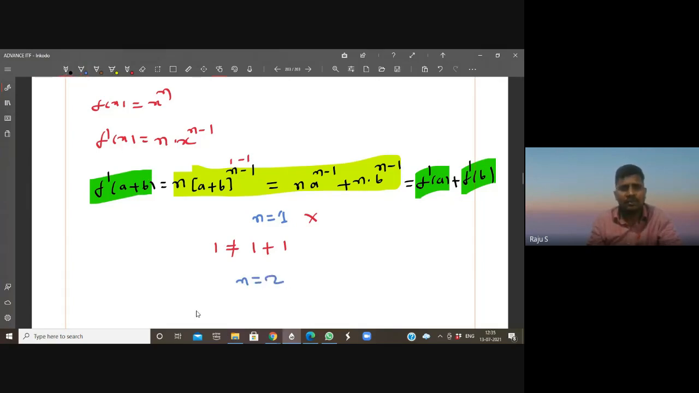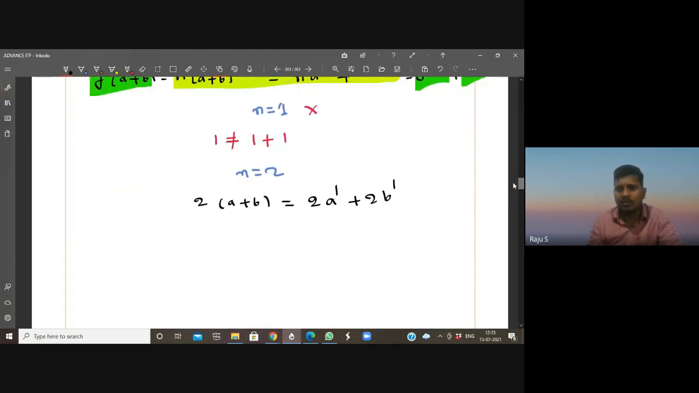When I substitute n is equal to 2 into (a plus b) whole power n minus 1, that is nothing but 2 into (a plus b) on the left side. On the right side, substitute 2: 2 into a power 1 plus 2 into b power 1. When I take 2 common, it is a plus b, since a power 1 is a and b power 1 is b. Is LHS equal to RHS or not, when n is equal to 2?